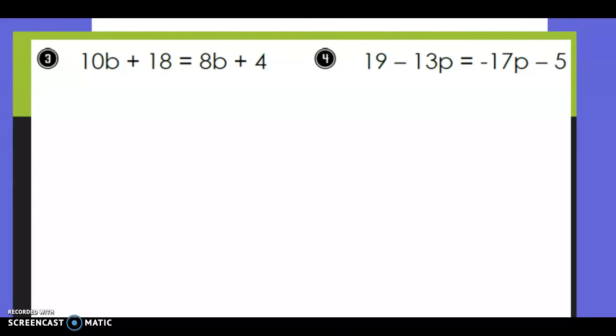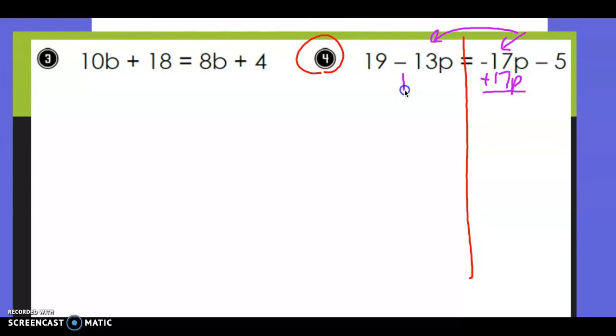Okay, I want to skip number 3 and I want to focus on problem number 4, just because it has a few more negative signs that might pose a little bit more difficulty. So I'm going to get started. I'm going to draw my line. And I've been having you move the variables to the left. You could certainly move them to the right if you'd like, but let's keep moving variables to the left for now. So I want to get rid of this one over here and move everything over to the left side of my equation. So I'm going to add a 17p to both sides.